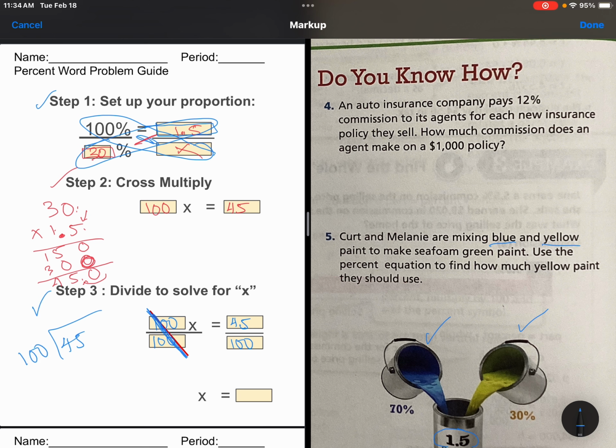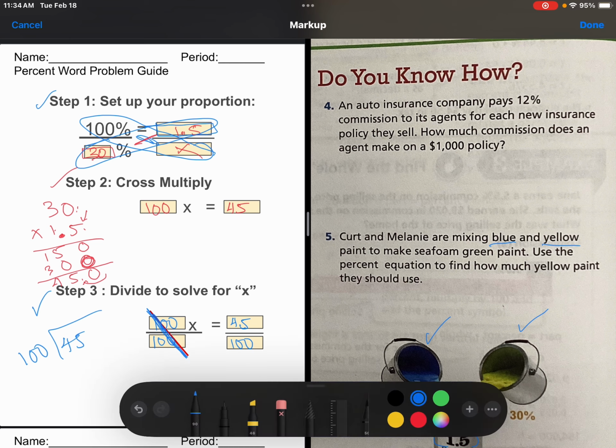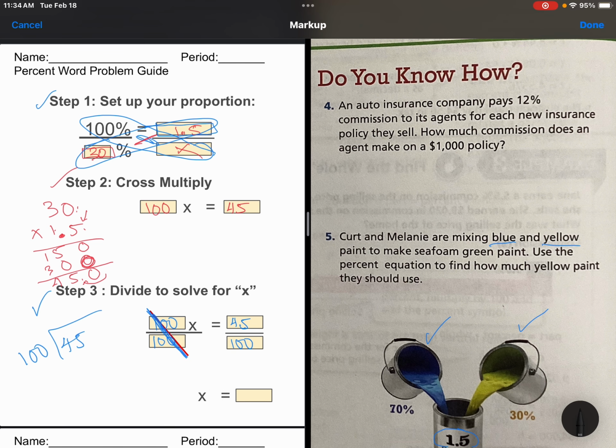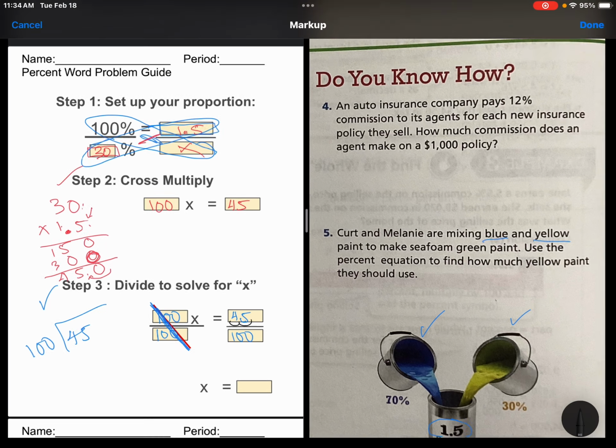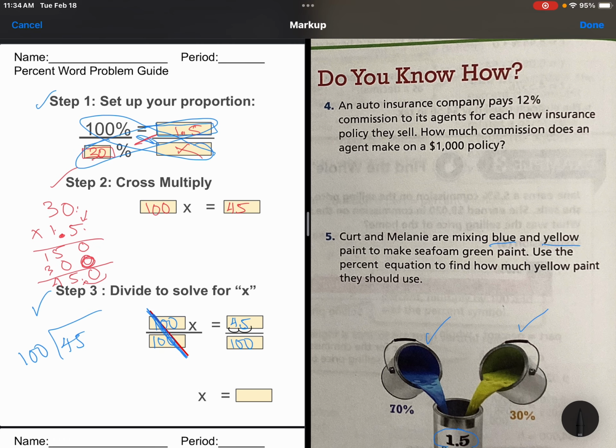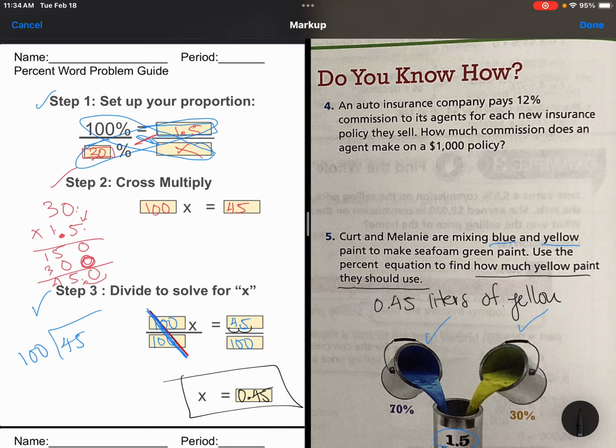Now I can always do this, however, I know a trick from elementary school. I remember my teacher saying, oh, if you divide by 100, you can just move the point twice to the left, and that's the same as dividing by 100. So I'm gonna do that. Instead of dividing, I'm gonna just move the point twice to the left, and I get 0.45. Well, that's my solution there, but what's my answer here? Well, answer the question, how much yellow paint should they use? The answer is 0.45 liters of yellow paint.